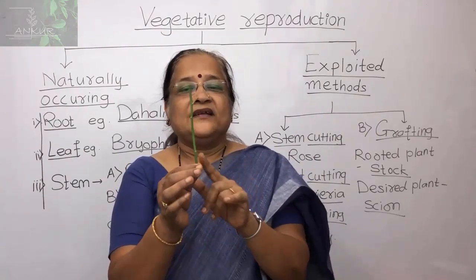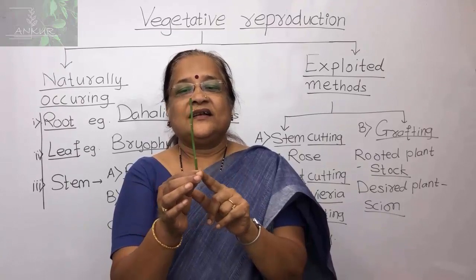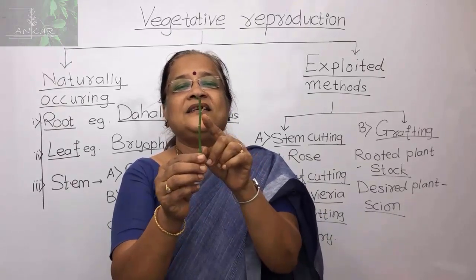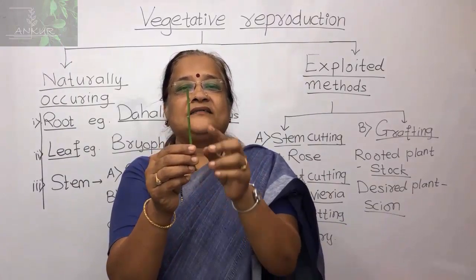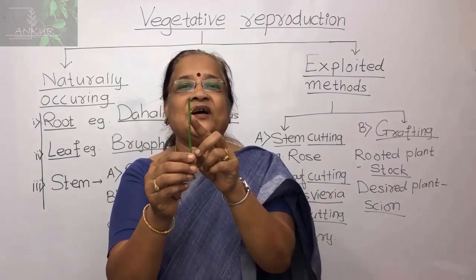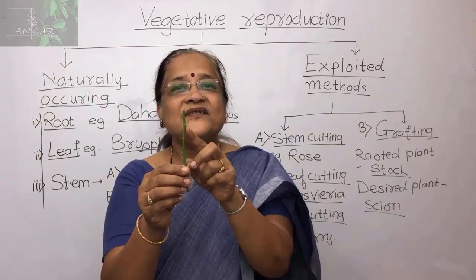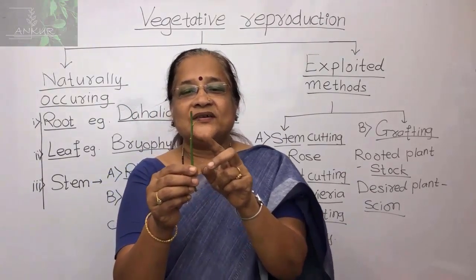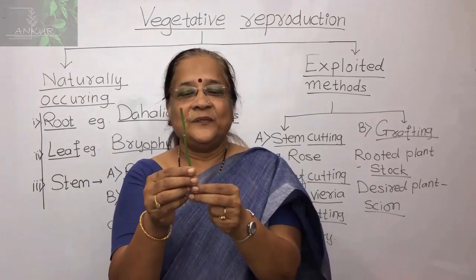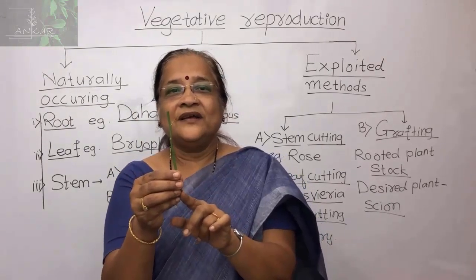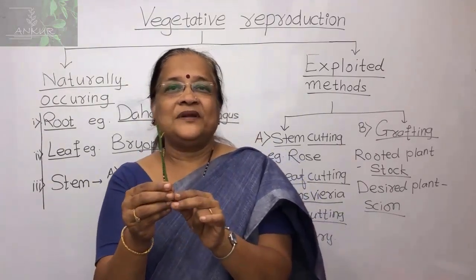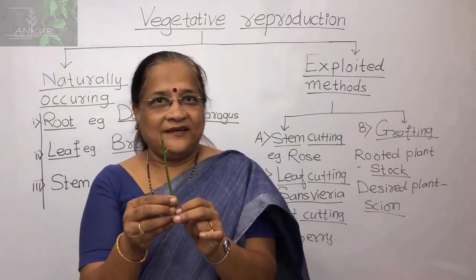So here this is the rose cutting, on which at the nodal region some buds are there, and from this bud we get a very small young part of the plant, which is the future plant of the rose. When we put it into soil, you get a new plant, and rooting occurs from the lower nodes of the stem. So this is the best example of the stem cutting.